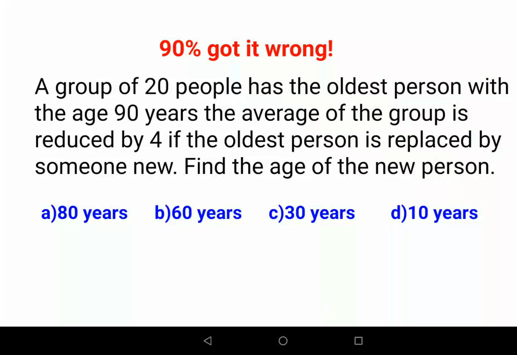Welcome everyone. So today we're going to solve a word problem which literally 90% of the people got wrong. So now let's understand what happens when these kinds of questions come into place.